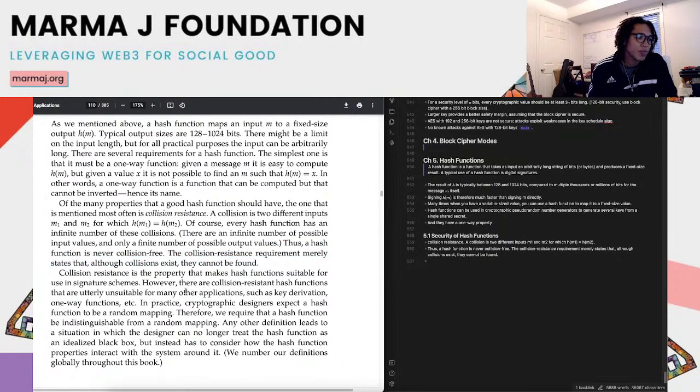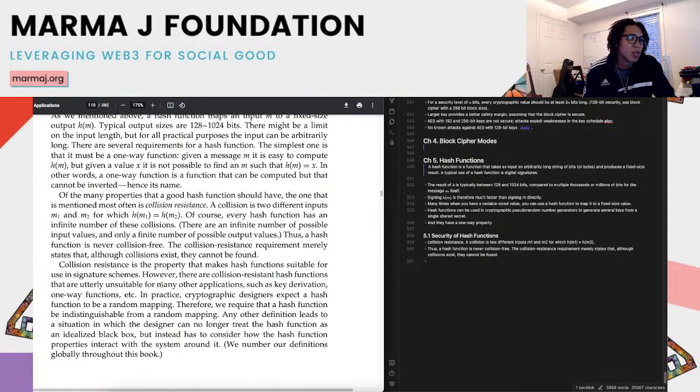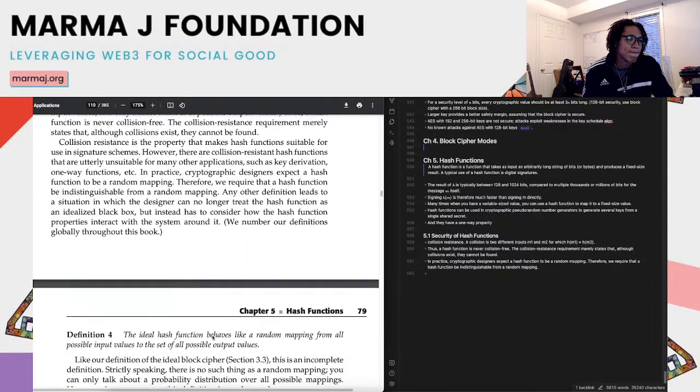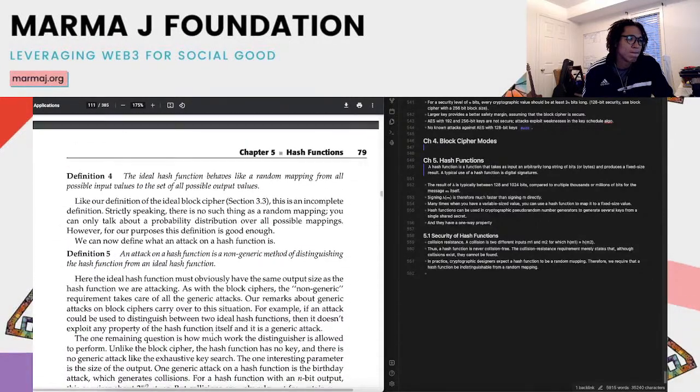However, there are collision-resistant hash functions that are utterly unsuitable for many other applications, such as key derivation, one-way functions, etc. In practice, cryptographic designers expect a hash function to be a random mapping. Therefore, we require that a hash function be indistinguishable from a random mapping. Any other definition leads to a situation in which the designer can no longer treat the hash function as an idealized black box, but instead has to consider how the hash function's properties interact with the system around it. We number our definitions globally throughout this book.